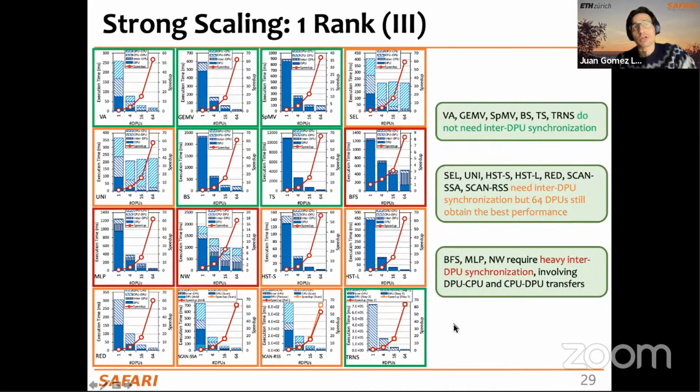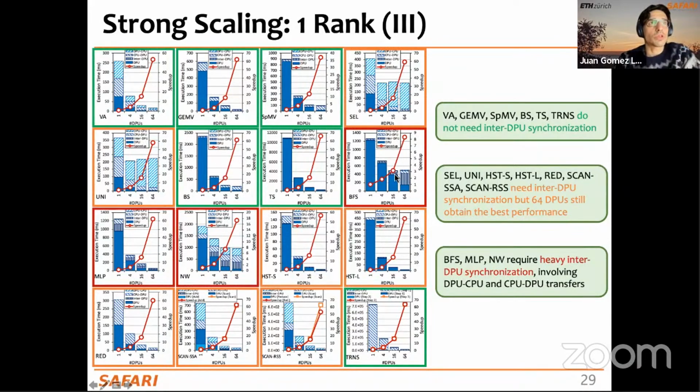And then there are 3 benchmarks that are much heavier in terms of inter-DPU synchronization, essentially because these 3 require DPU-CPU and CPU-DPU transfers for the execution of the algorithm. Iteration after iteration, we need to move data from the MRAM banks to the host CPU, then rearrange these intermediate results in some way and redistribute them again onto the DPUs. This is why the inter-DPU synchronization is quite costly for these 3 benchmarks.